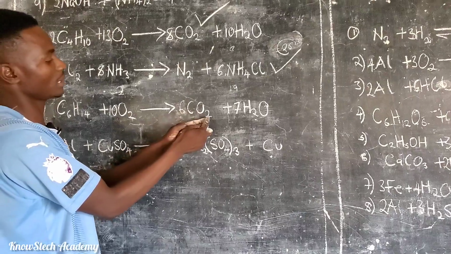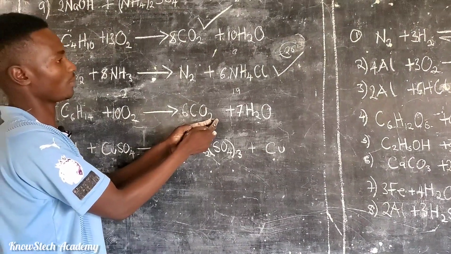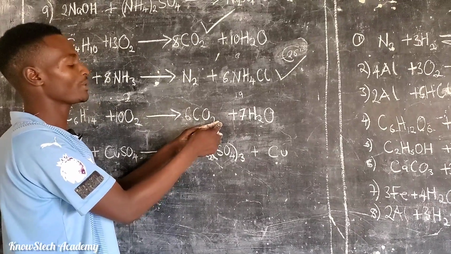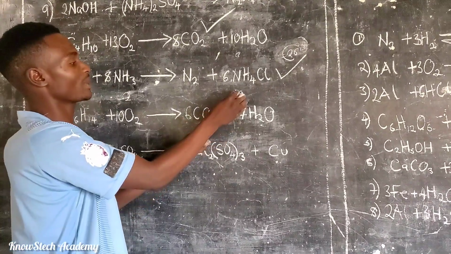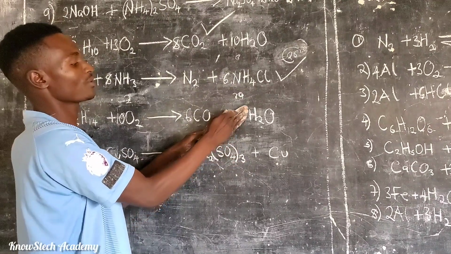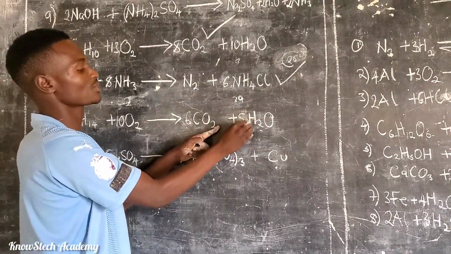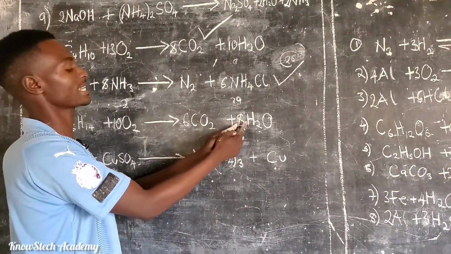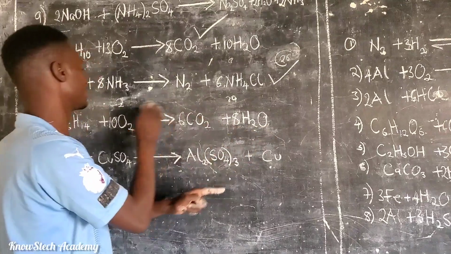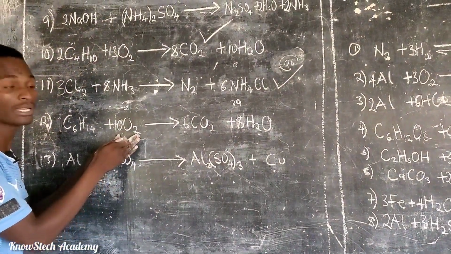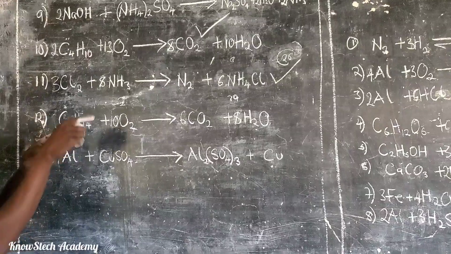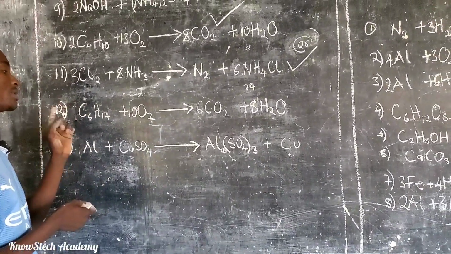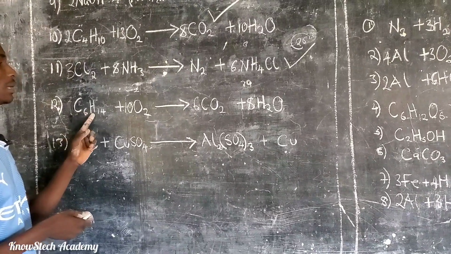So 6 times 2 is 12. Oh wow, we can. The number we can add to 12 to make it 20 is 8, right? So the 7 will change because there's 1 here. The 7 will change to 8. So 6 times 2 is 12, plus 8 gives 20, and on this side we also have 20. All right.